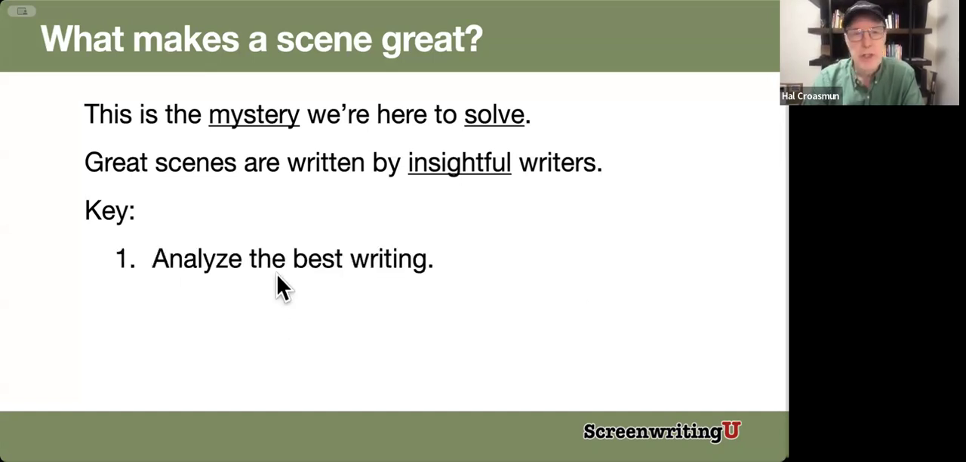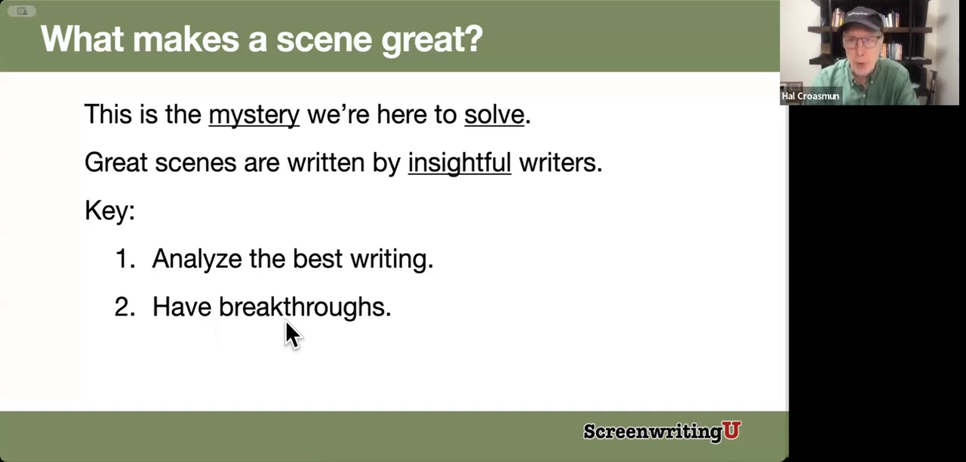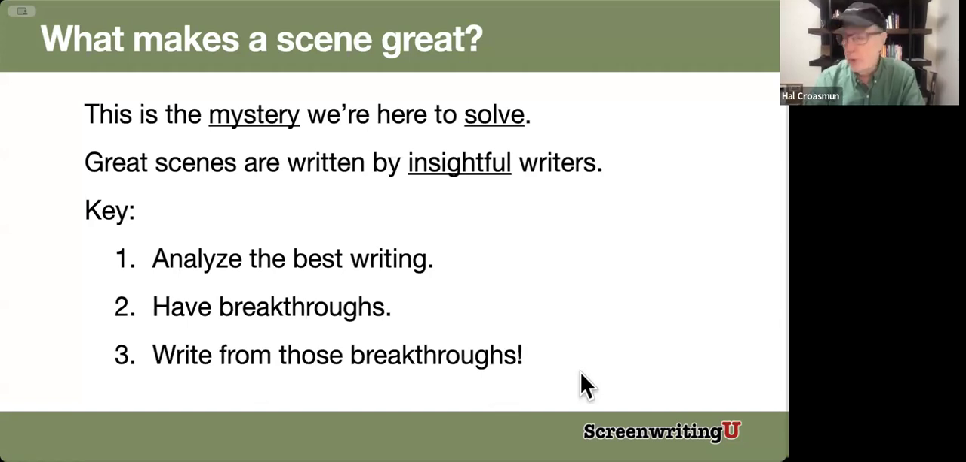The easiest way to do this is to analyze some of the best writing. And that doesn't mean you want to write like it. What you want to do as you're analyzing it is have breakthroughs. I'll tell you right now. And then you want to write from those breakthroughs. Let me tell you where this came from. I created a whole breakthrough model, by the way. It was one of the things I've done in expert modeling.